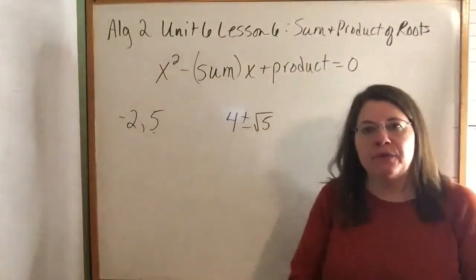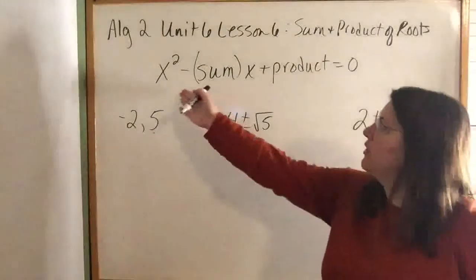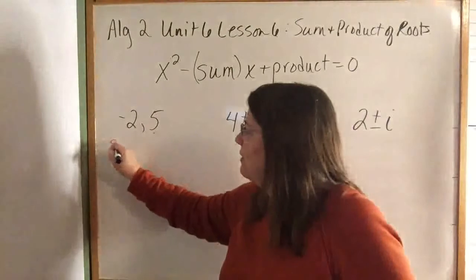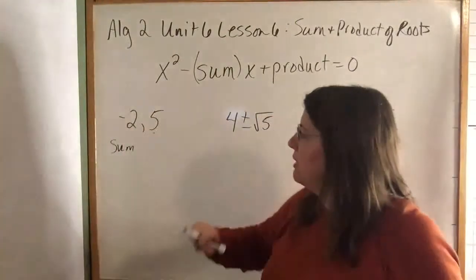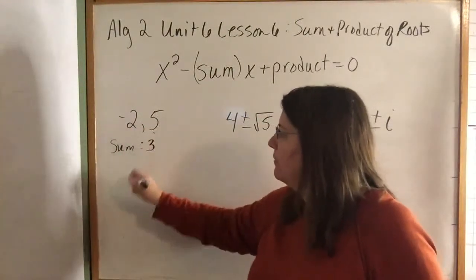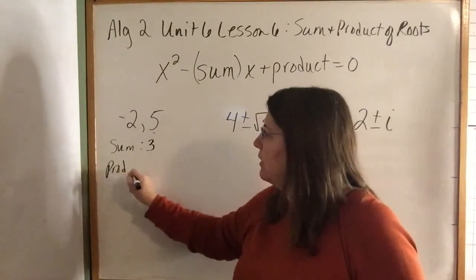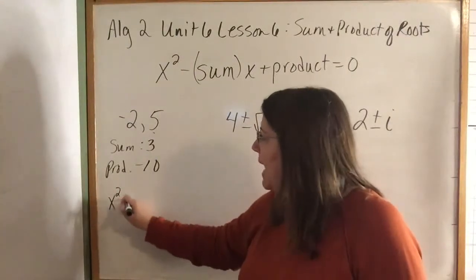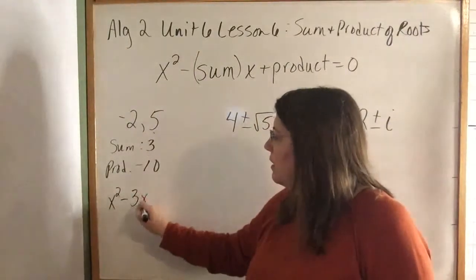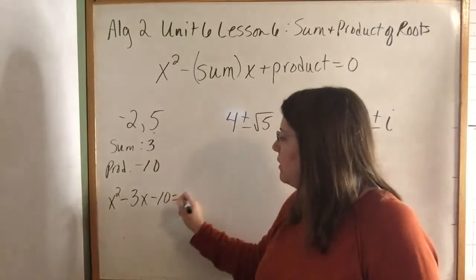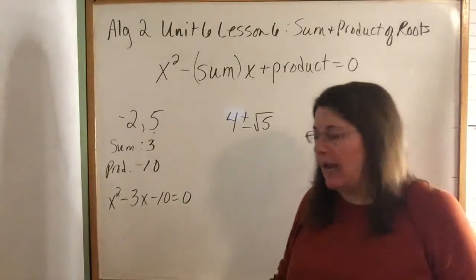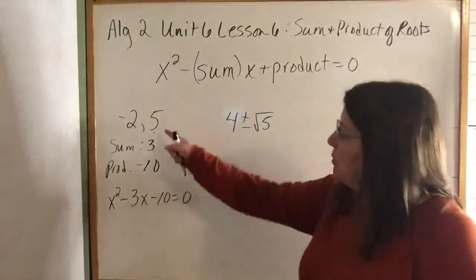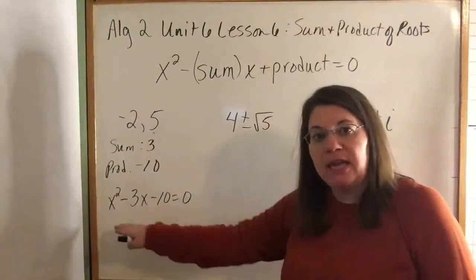So here I have 3 examples, and we're going to use this formula to try to generate the quadratic equation. If I add those two numbers together, -2 and 5, I get 3. If I multiply those two together, I get -10. I have x squared minus 3x minus 10 equals 0. I could factor that and see if that's what I end up with. What factors of 10 subtract to give you 3? Well, 5 and 2, and it would be a -5 and a +2, so we can see it works out.